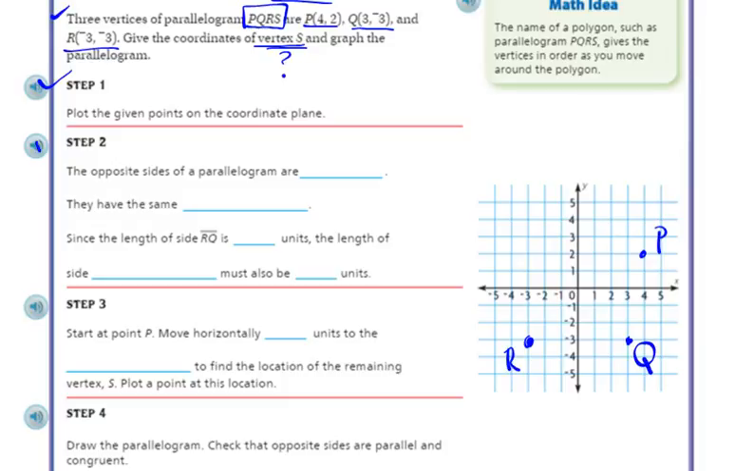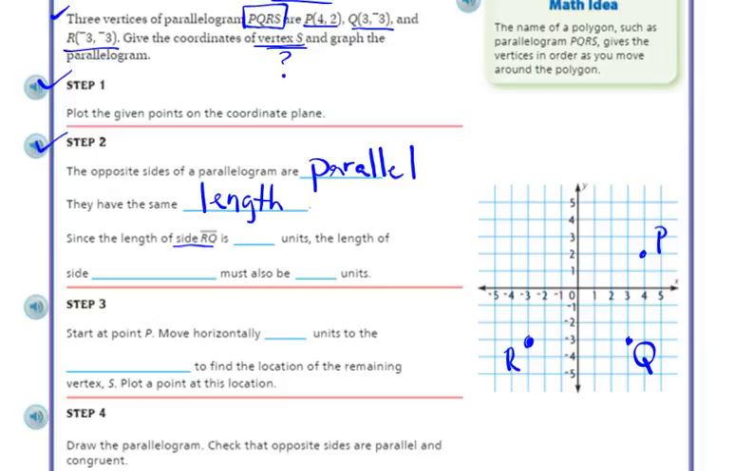So let's get into step 2. The opposite sides of a parallelogram are parallel. They have the same length. So we talked about this right in the beginning of this page here. So opposite sides of a parallelogram are both parallel and equal, the same length. Since the length of side RQ, so we're going to find the side of RQ. So let's go to our graph here. And let's find the distance between R and Q.